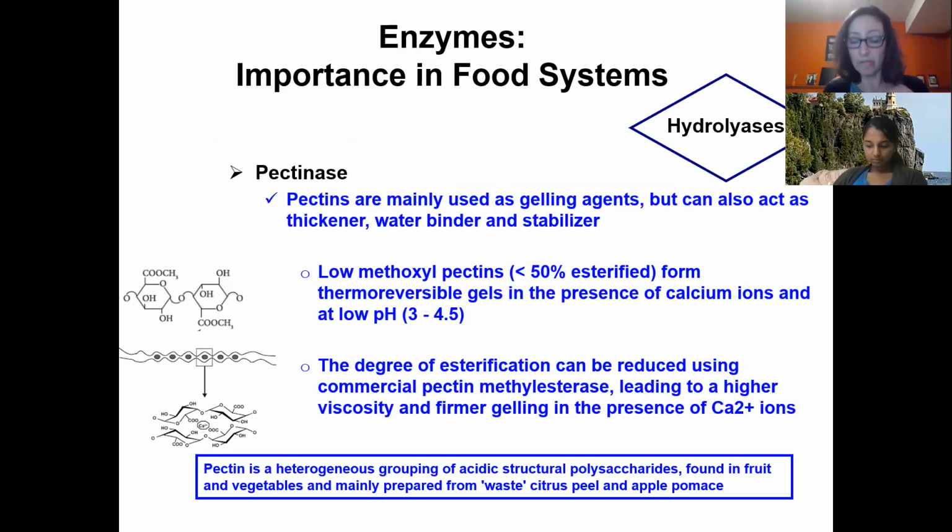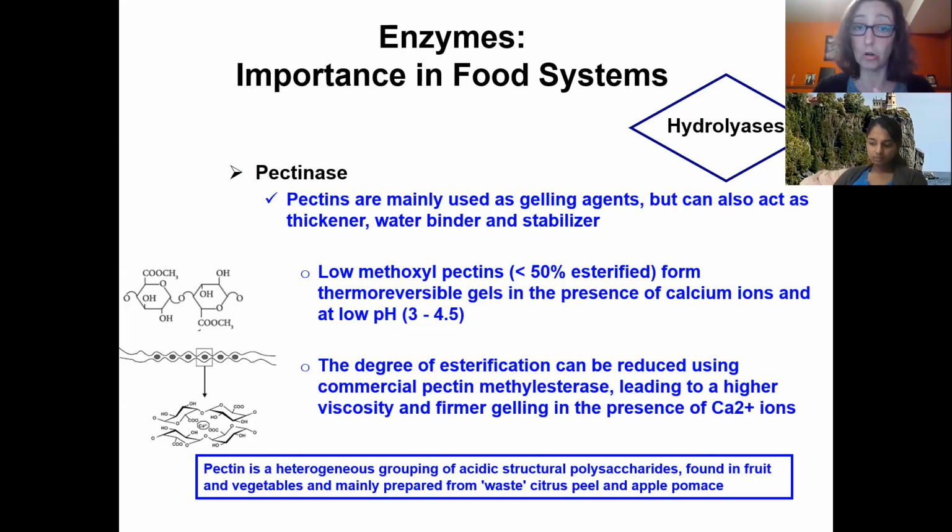So pectinases are very important in industry. We use them for different purposes, and sometimes we need to inactivate them. Pectin is used in industry for different purposes as a gelling agent, to add viscosity, and also to stabilize. Sometimes specific pectins are added, for example, in high protein beverages to stabilize the protein in solution. So they have different applications.